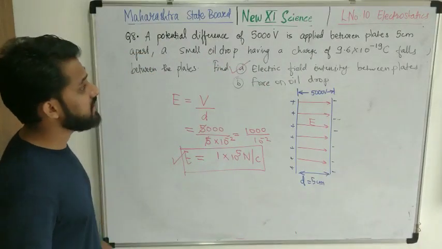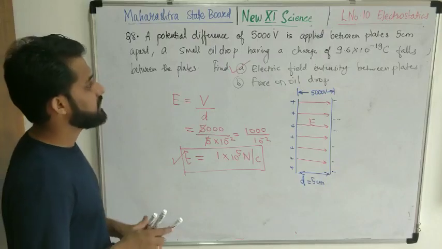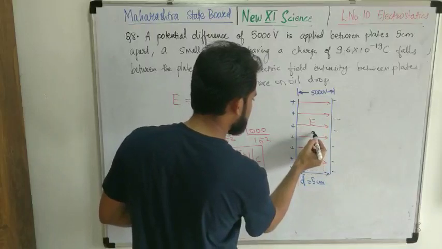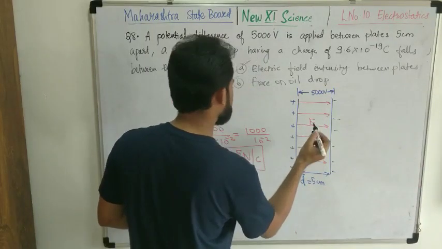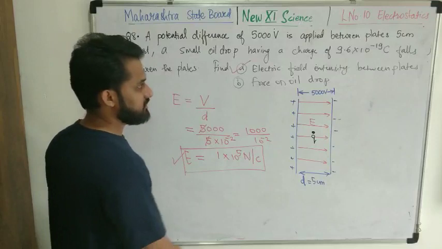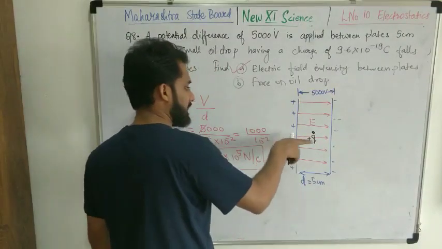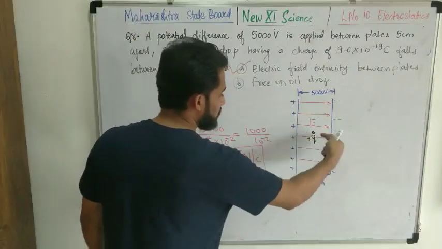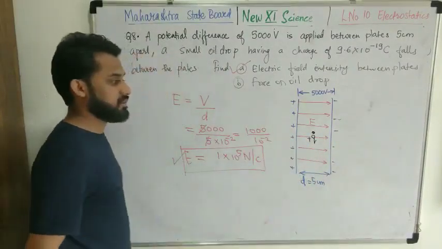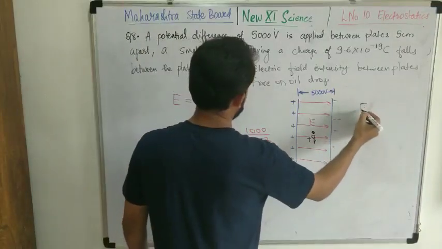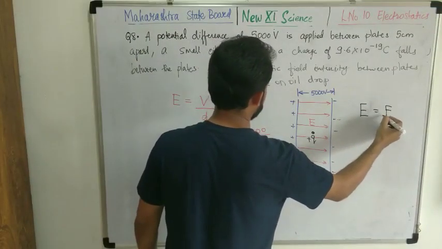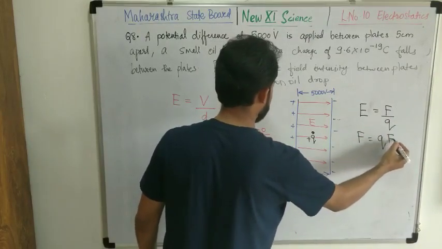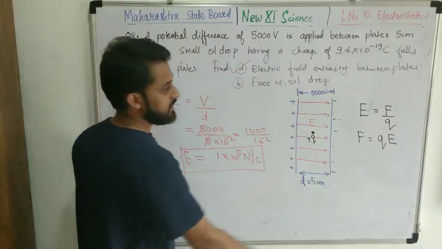And the second question is, if a small oil drop, whose charge is given, if I place a very small charge inside, then how much force will act on the charge? If the charge is positive, force will act along the field, that is, it will get attracted by the negative plate, and if the charge is negative, the force will attract it towards the positive plate. And how to calculate force? Electric intensity is basically force per unit charge. So force will be charge into electric field intensity, which we have already calculated.